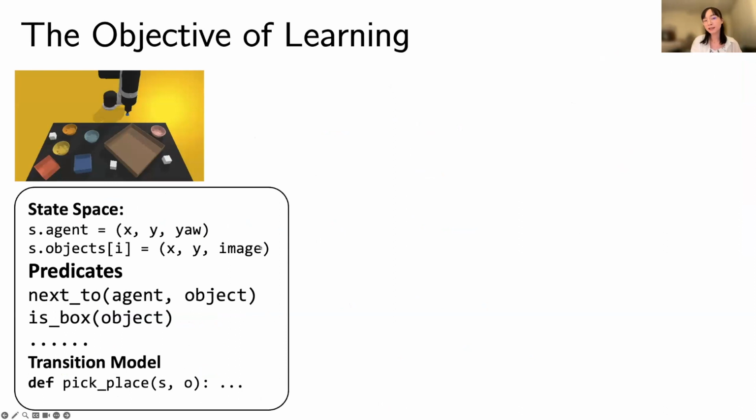So to concretely ground these ideas in a concrete domain, I'm going to go back and revisit the painting domain. So here we have our state space composed of the agent poses, the object poses, and their visual perception data, which is an image crop of the object. We can define as humans different predicates on it, like object A is next to another object, with the object shape properties, the object color properties. And also we want to have additional transition models like pick and place actions.